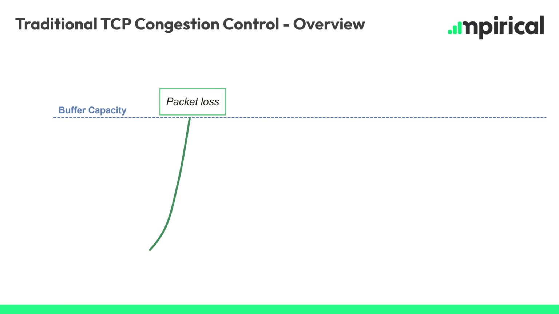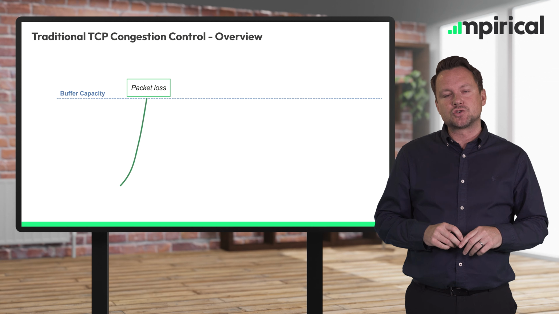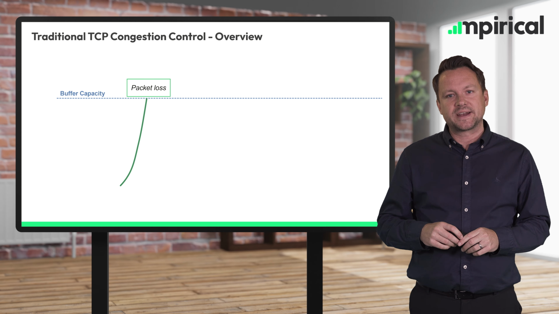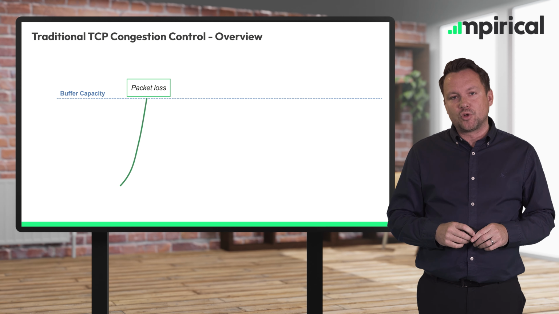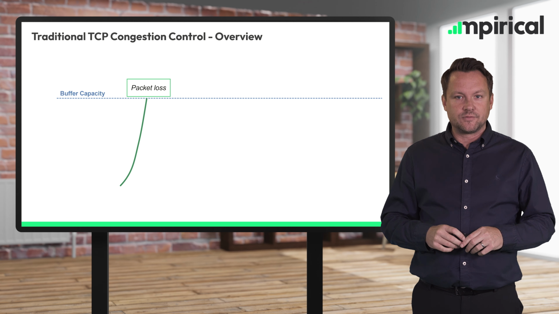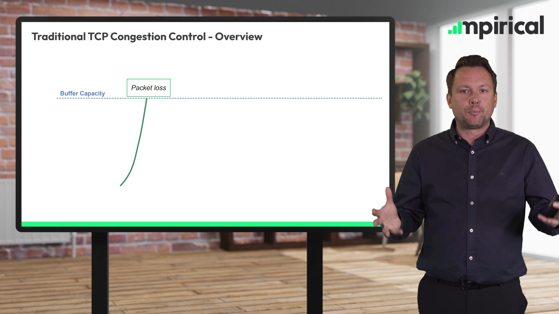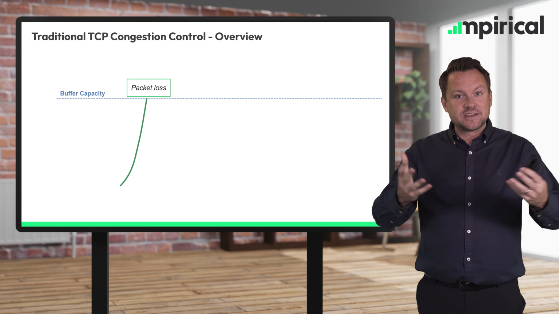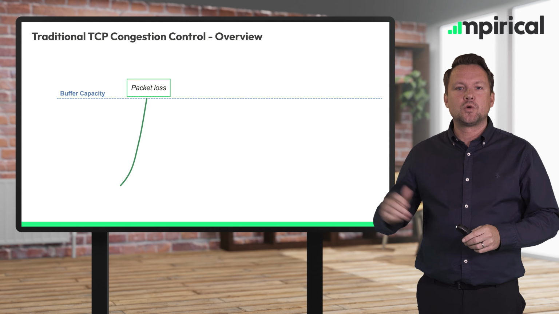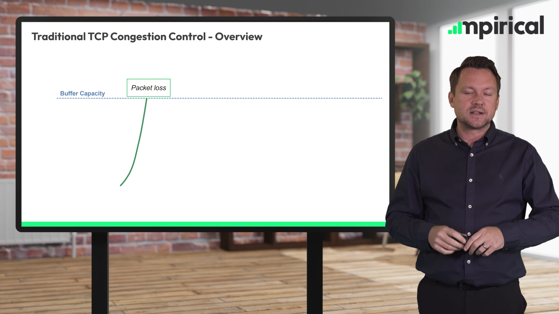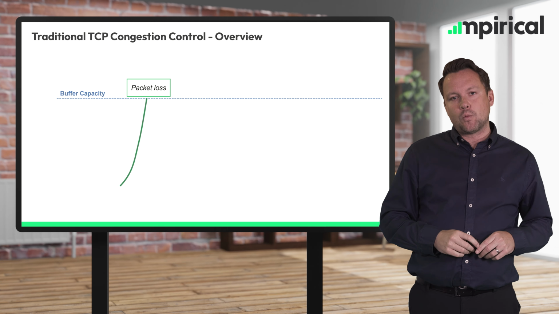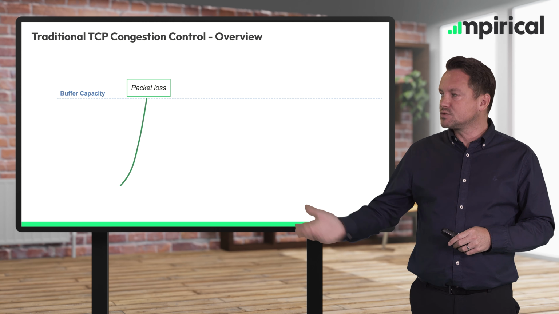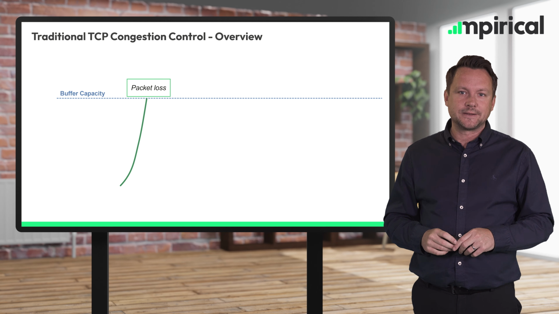Now, to illustrate this further, we can take a look at the characteristic sawtooth pattern that you see with traditional or classic TCP congestion control mechanisms. So if we take this example, we've got the blue line that represents the buffer capacity, so how many packets or bytes of data can be stored and queued in a buffer. Now, what we can see here is when the sender initially starts transmitting data, this is a nice, slow, gradual increase, so a slow start. And as you can see here, when we hit the capacity of the buffer, packets will start to be dropped. And this is where packet loss will be signaled to the sender.